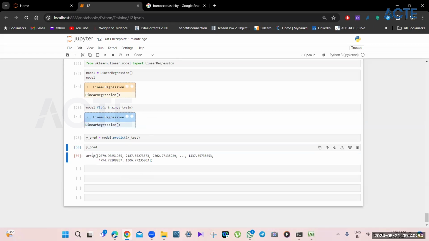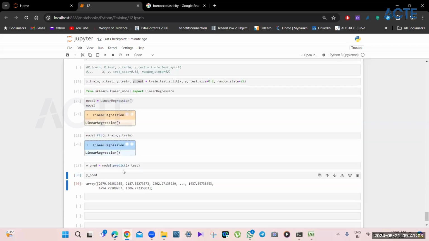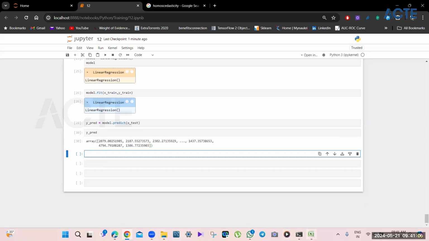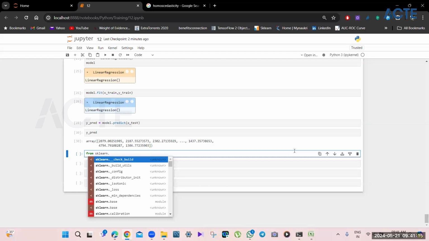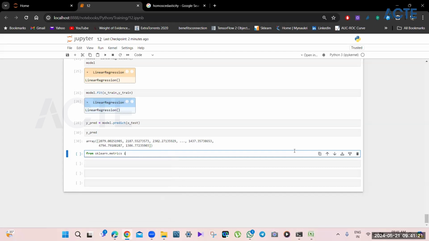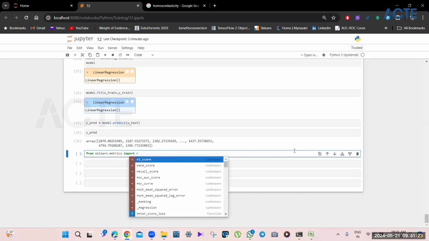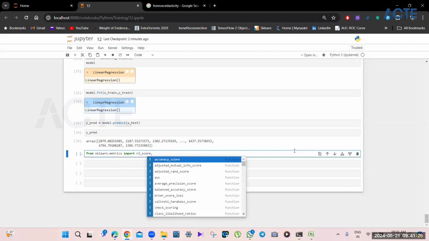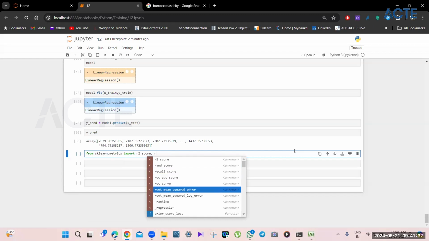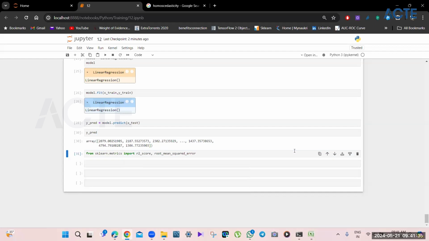Okay. Now, the actuals we have, the predictions we have, but we need to calculate the accuracy also, right? So for that, how will I do it? In the Excel, we were just seeing some R square and those things, right? Some error metrics. Let's import all those things from scikit-learn dot metrics import r2_score. That is one thing we need, and also we need RMSE, root mean squared error. These are the two things that I need.